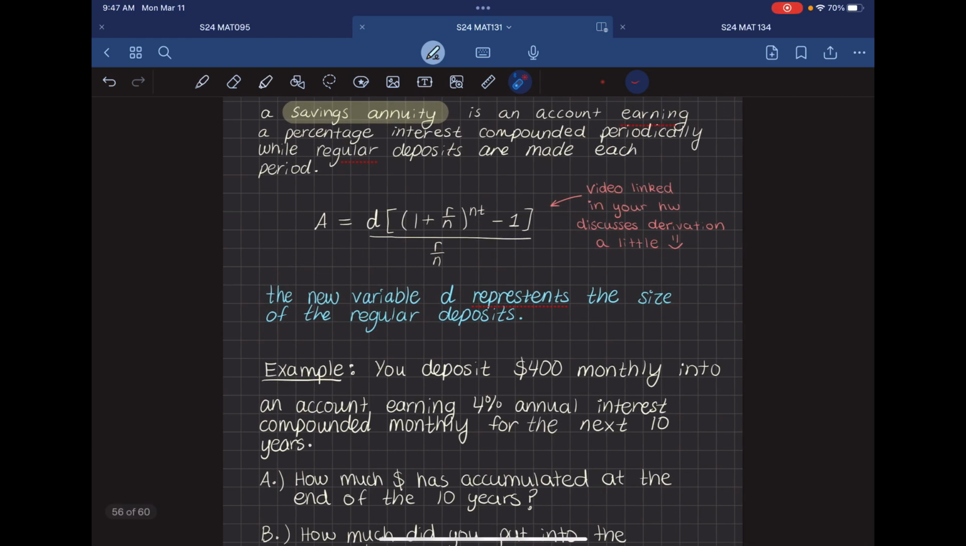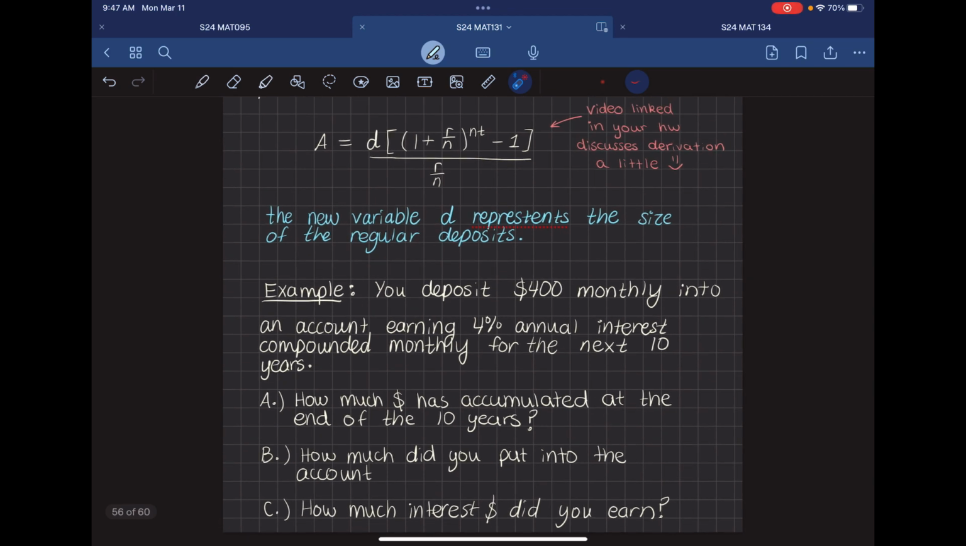Okay, so we're just going to jump into an example. Suppose we deposit $400 monthly into an account earning 4% annual interest. So this would be like a high yield savings account. Assume that it's compounded monthly, and we're doing that for the next 10 years. We want to figure out how much has accumulated at the end of the 10 years, and then we'll figure out how much interest we actually earned based on the amount that we actually put into the account. So basically $400 monthly, 4% annual interest, 10 years, compounded monthly.